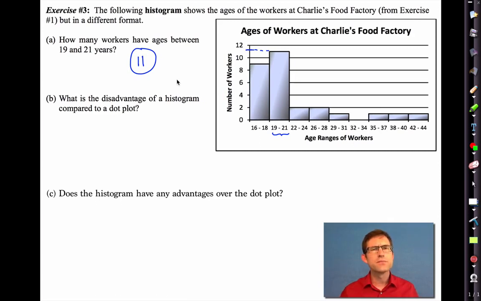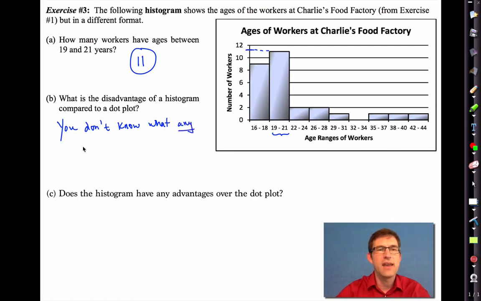Now, I love histograms, and we'll talk in letter C about why they might be a little bit better than dot plots, but in letter B, there is a big disadvantage of a histogram compared to a dot plot. What do you think it is? All right, well, here it is. You don't know what any, and this is key, any individual data value is. Right? You don't know what any individual data value is.